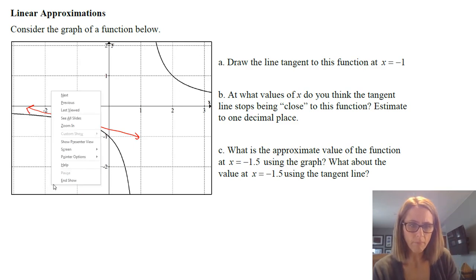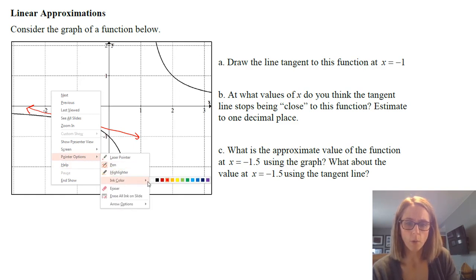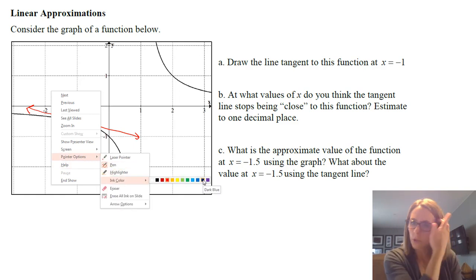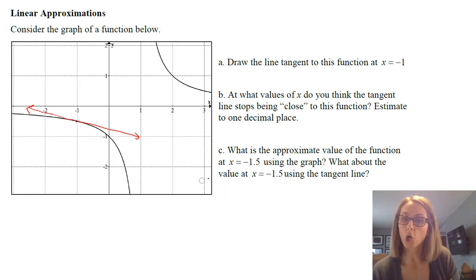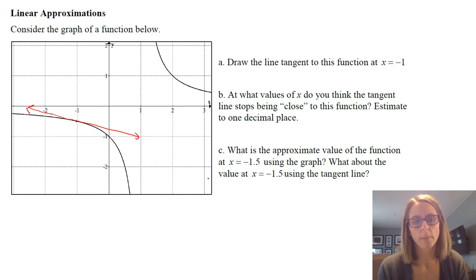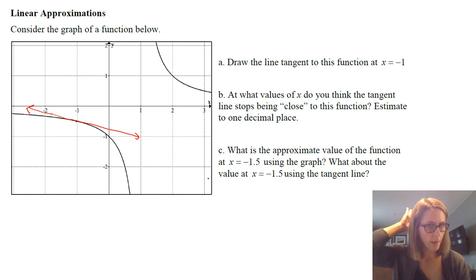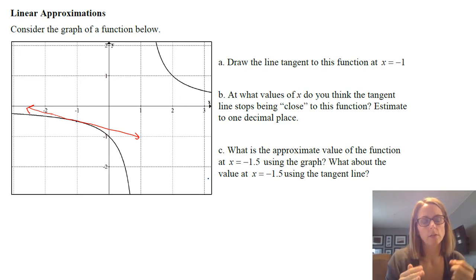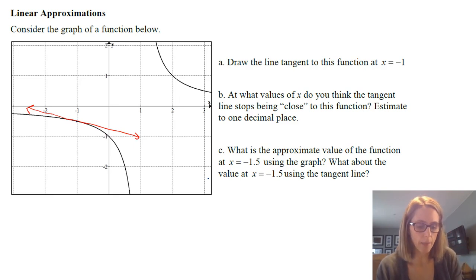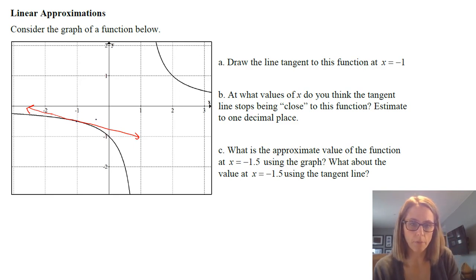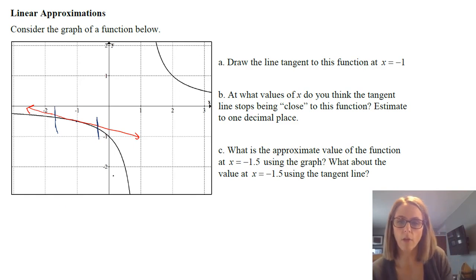So that's A. And then this is a subjective question for B, but it says, at what values of x do you think the tangent line stops being close to this function? Estimate to 1 decimal place. So when you look at your tangent line, the question is, when does the line stop being near the function? For different people, depending on your tangent line, it might be different things, but I might say I'm getting far away over here. That difference there is big. Over on the other side, maybe like here, it's getting to be quite a bit different than the line.